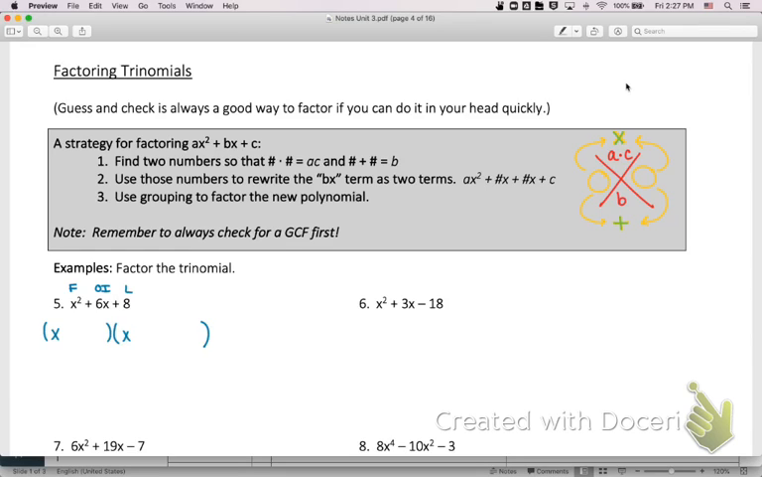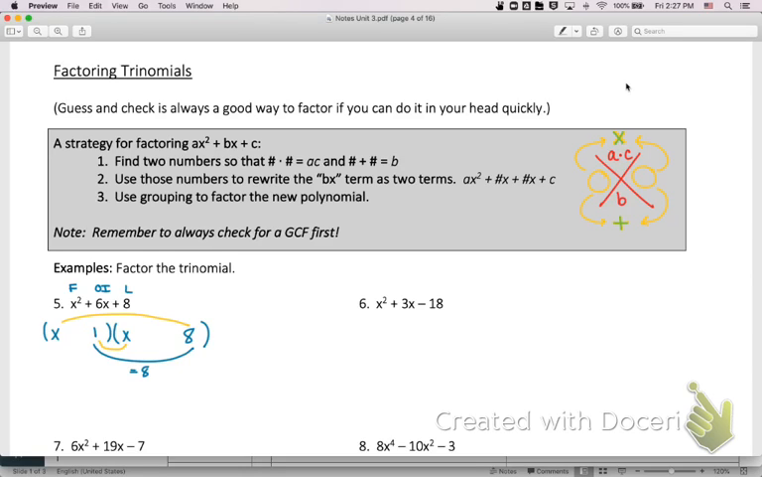So the last has to multiply this number times this number has to equal 8. There's more than one way that we could get 8. And so in my head, I kind of go through some guessing and checking. Let's think about 1 and 8. And I don't normally write this down. I just kind of think to myself. Think about the outside and the inside. In this case, outside would be 8, inside would be 1. Do those add or subtract to 6?